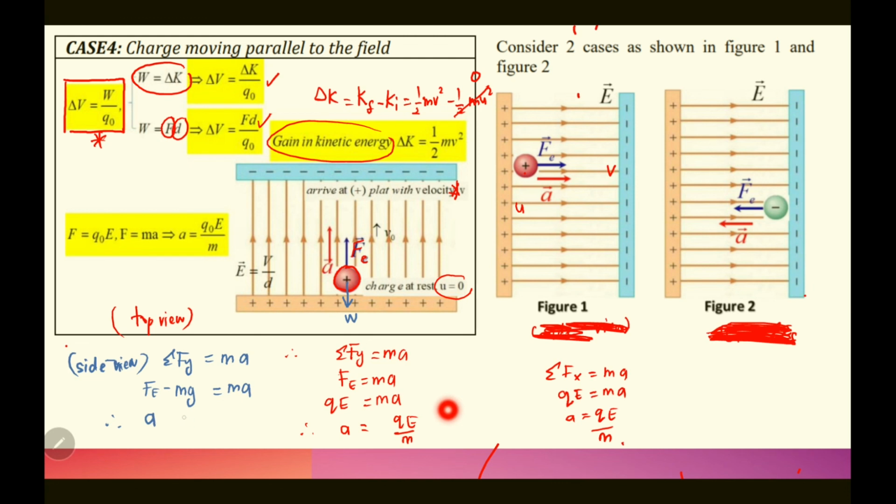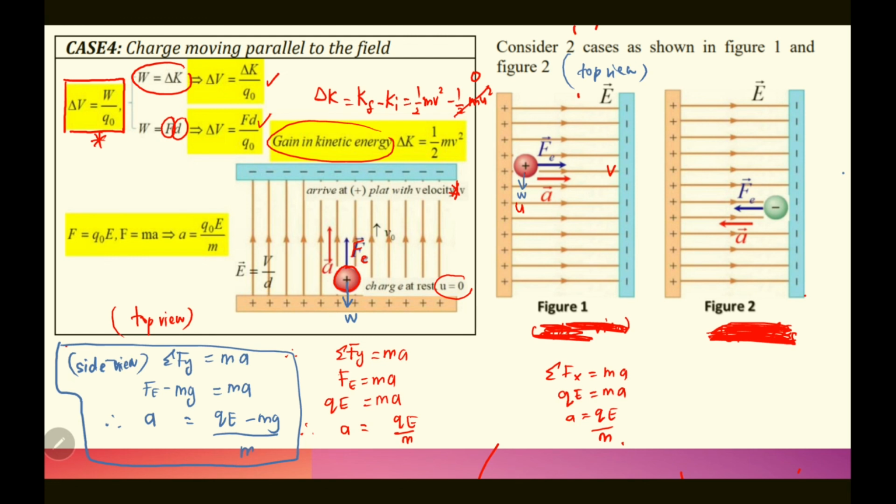Therefore, your acceleration is equal to (QE minus mg) over the mass of the proton, since FE equals QE. Because this is a positive charge, it is a proton. So you see there are two equations for a here: the blue one is from the side view and the red one is from the top view. The same goes for this one. Let's say this is a top view, you can imagine the direction of the weight should be into the page. If we look at this from the side view, the direction of the weight should be downward, W.